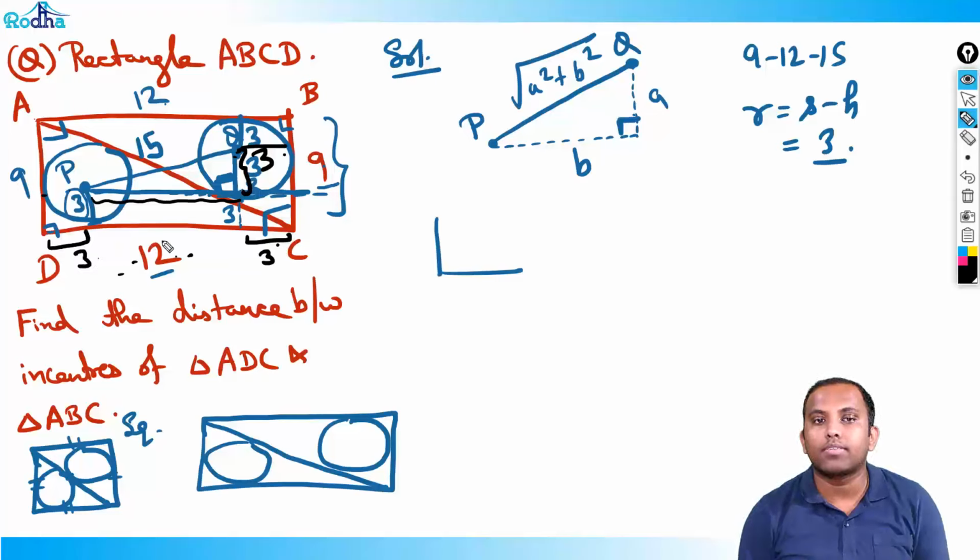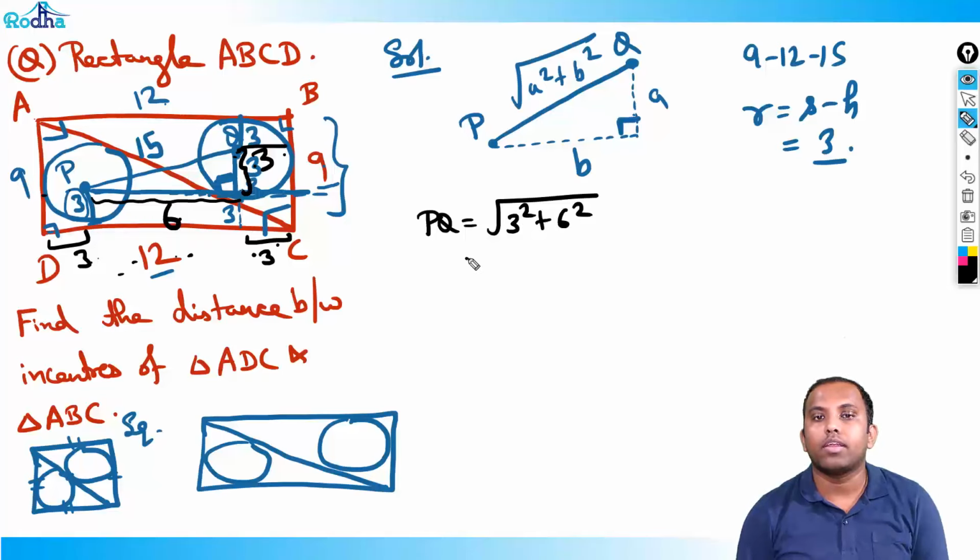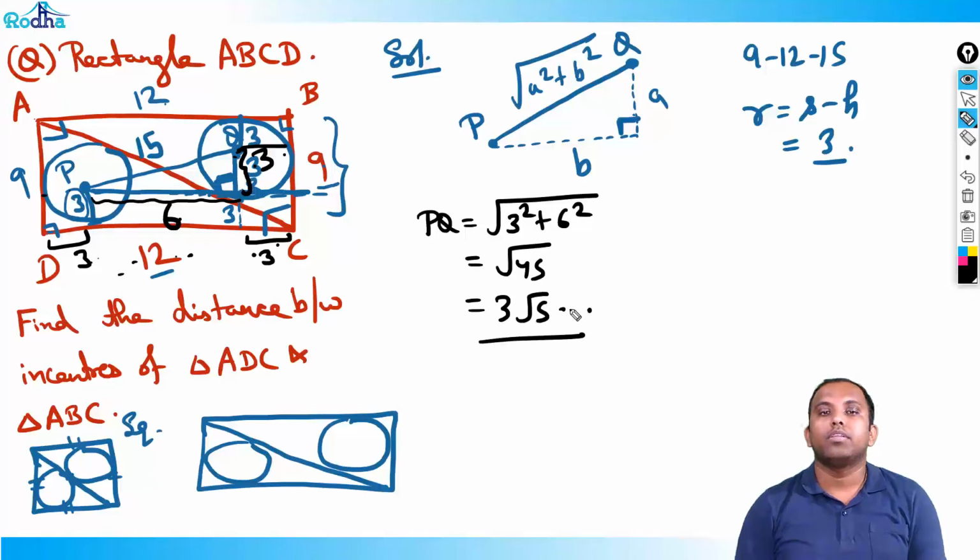So 12 minus 3 minus 3, that is 6. So this is 6, this is 3. So what is PQ? PQ is equal to root under 3 square plus 6 square. That is root 45, that is 3 root 5. Right. So again a very good question. Fine. Okay, let's move to the next problem now.